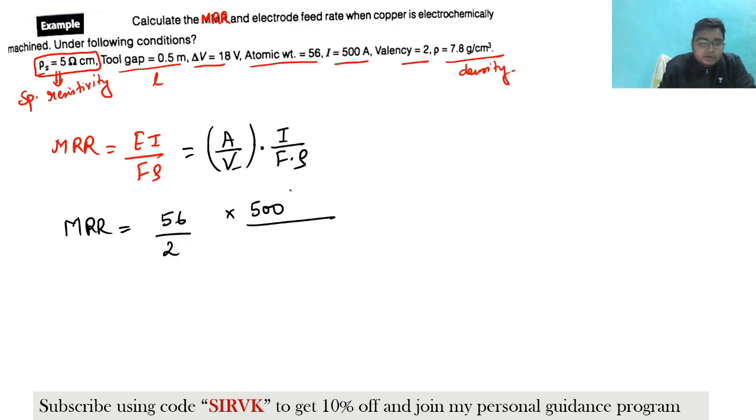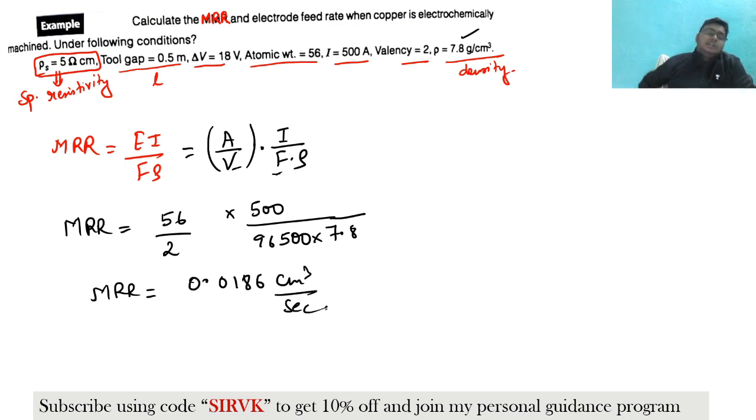What is the Faraday constant? Faraday constant is always, you need to remember, 96500. What is the density in this case? 7.8. Put it here. Now from this, you will be getting MRR to be 0.0186 centimeter cube per second. This is the value of MRR that you will be getting.